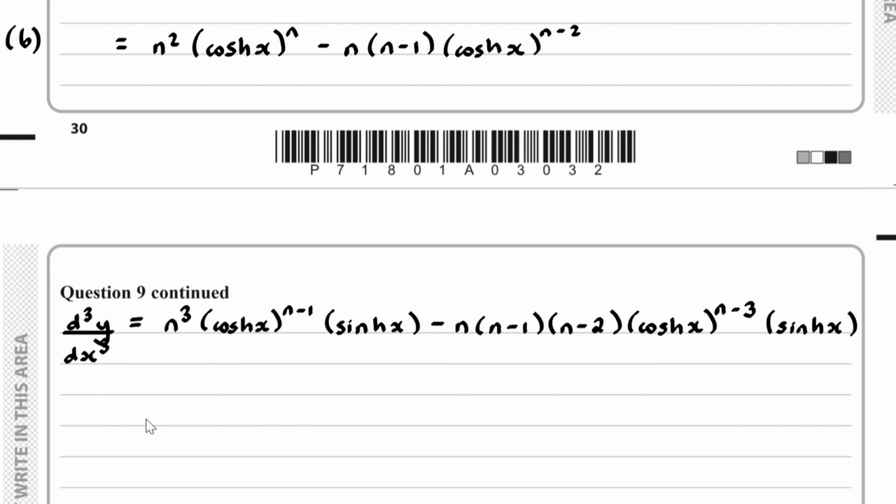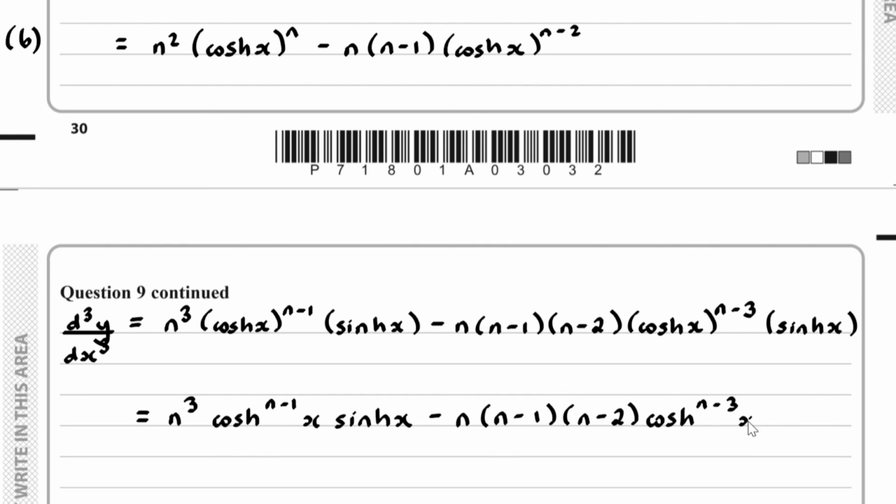So now that we've got that, let's tidy this up a little. So I've got n cubed times the cosh x to the n minus 1 times sin x, minus n times n minus 1 times n minus 2 times cosh x to the n minus 3 times sin x.